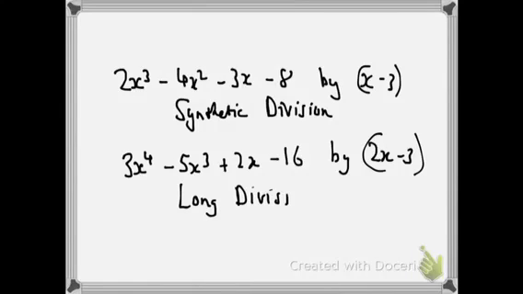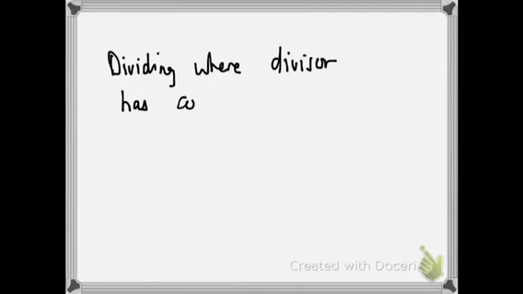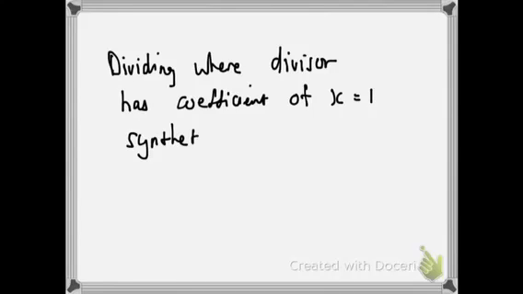What's the difference? See if you can see the difference. Well, the difference is that here the coefficient of the x is 1, here the coefficient of the x is 2. So I'd say as a general rule, if dividing where the divisor has coefficient of x equals 1, synthetic division. So x minus 3, x plus 4, x minus 2, anywhere x is by itself, its coefficient is 1.